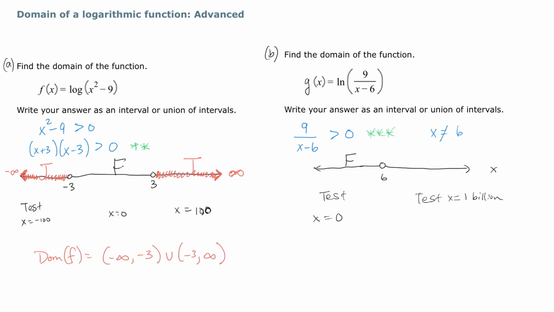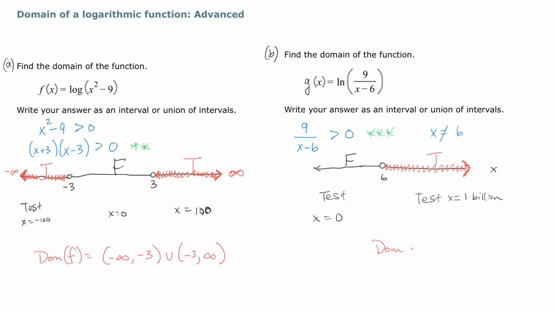Oh, that one's going to be true. We got a positive number over a positive number. Is it still positive? Yes, it is still positive. So we have a true region here. We can't shade 6 because we don't want to divide by 0. So shading from left to right, we have parentheses, and then we shade all the way to the concept of infinity, and we put parentheses on that as well.